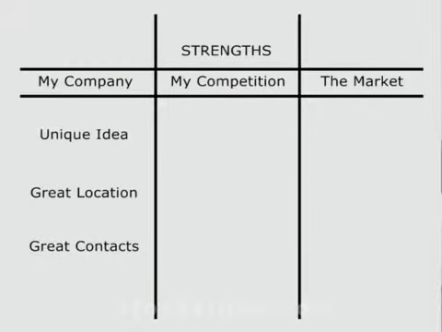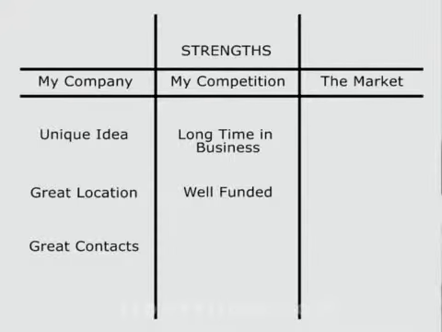So under the column marked My Competition, you're going to write all of the strengths you believe your competition has. For example, long time in business would be a strength. Maybe they're very well funded. Maybe they're already doing a high volume of business.